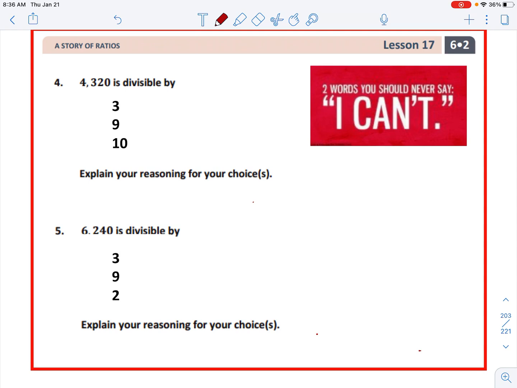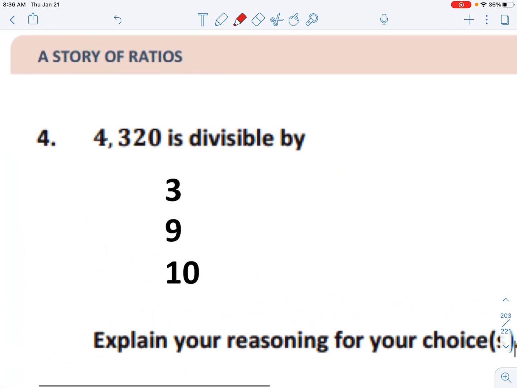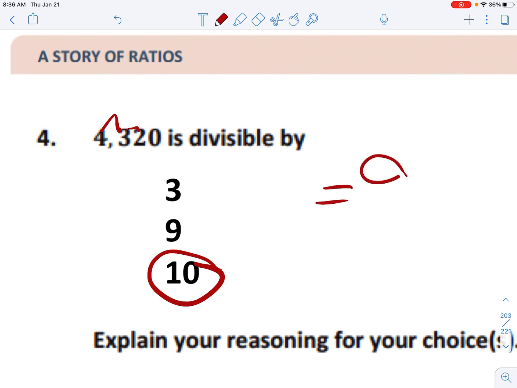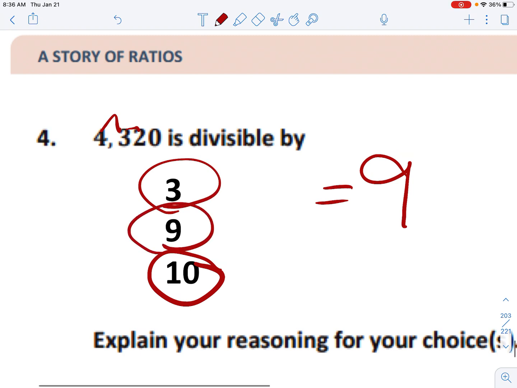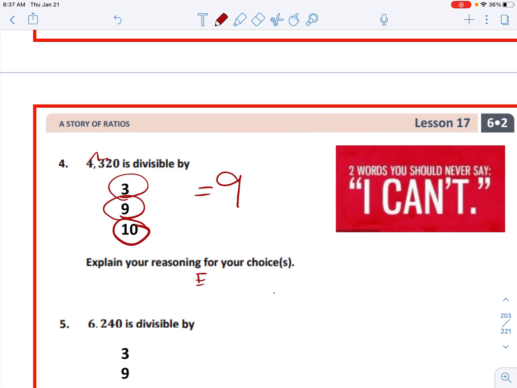All right, so you should have paused the video. Let's look at number 4. So right off the bat, this number ends with a 0, so I know 10 is a multiple of that. I know this because any number that ends with a 0, 10 can go into. Okay, now let's add up the digits. This is 7 plus 2 is 9. 9 plus 0 is still 9. So the answer is 9. Okay? 3 can go into 9. 9 can go into itself. Explain your reasoning. Ends with the 0. And the sum is 9.